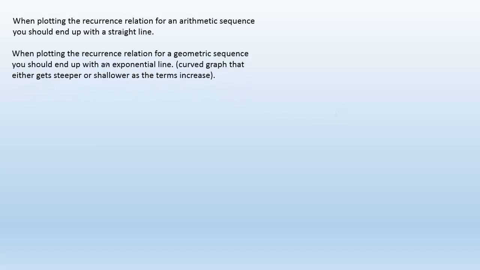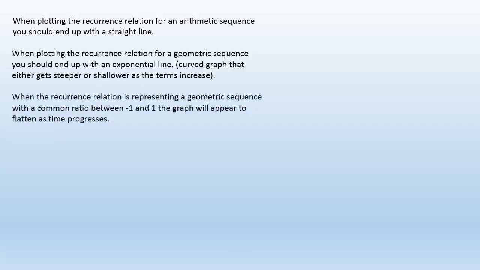When plotting the recurrence relation for a geometric sequence, you should end up with an exponential line. That's a curved graph that either gets steeper or shallower as the terms increase. We'll look at that in a moment. When the recurrence relation is representing a geometric sequence with a common ratio between -1 and 1, the graph will appear to flatten as time progresses. A geometric sequence like this converges to 0.